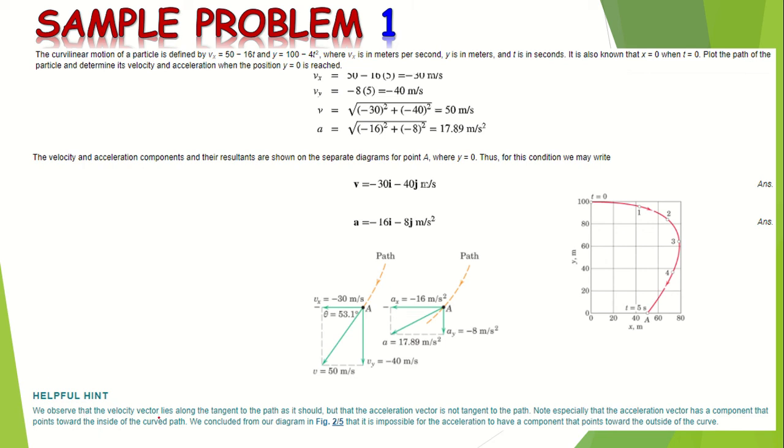Now we observe that the velocity vector lies along the tangent to the path as it should, but that the acceleration vector is not tangent to the path. So remember the difference, class. The velocity vector lies along the tangent to the path. So this is our path, and the velocity here is tangent to the path. But the acceleration is not tangent to the path. So take note of this.